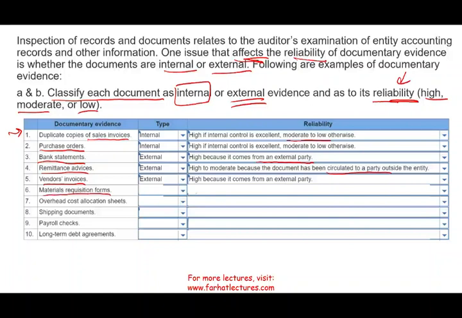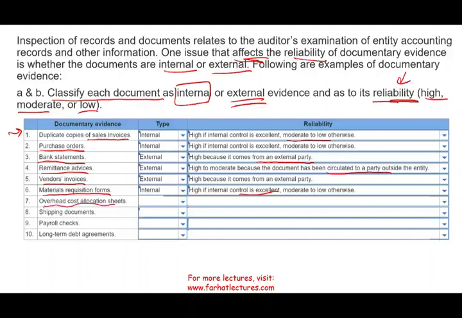Material requisition form. Is this an internal document or an external document? Well, when the company is manufacturing tables, they need wood, raw material. They will issue a material requisition form. It's an internal document. Well, if it's an internal document, guess what? It's high if the internal control is excellent. Moderate to low otherwise.